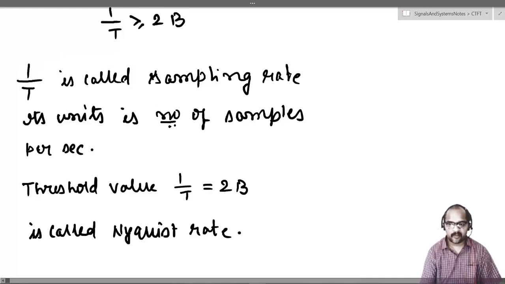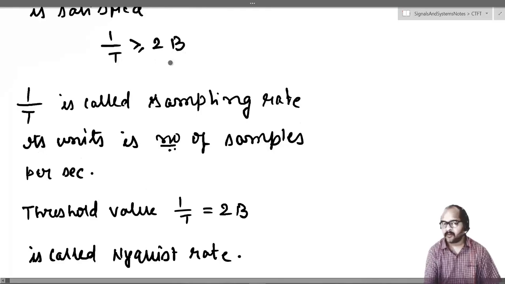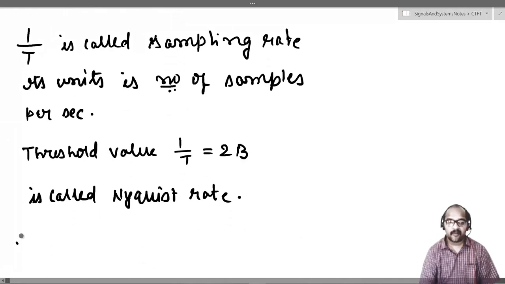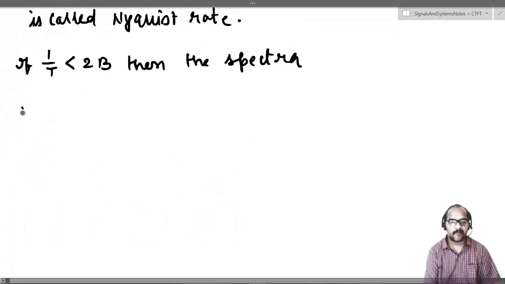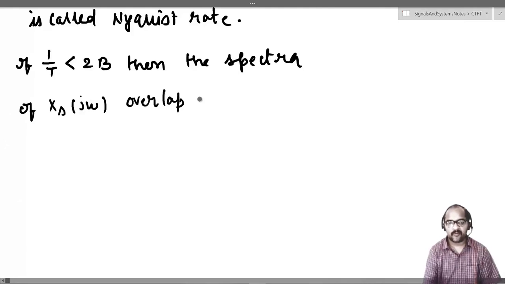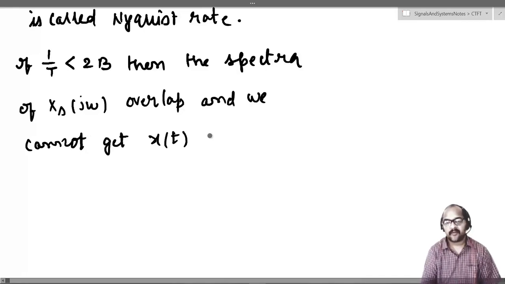Now what happens? For these two cases, no problem. When 1 by T is greater than 2B, faithful reproduction is possible. When 1 by T equals 2B, theoretically faithful reproduction is also possible. But what happens if 1 by T is less than 2B? Then the spectra of Xs of j omega will overlap with each other, and we cannot get x of t back.